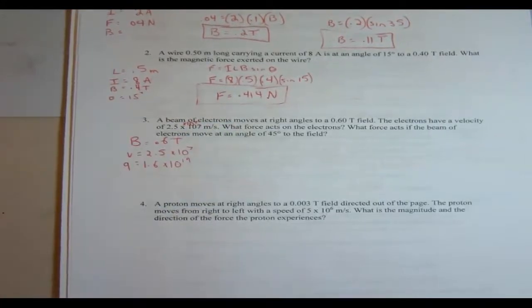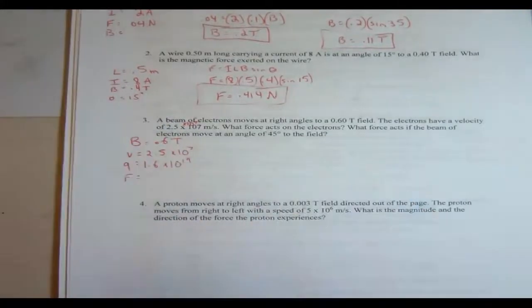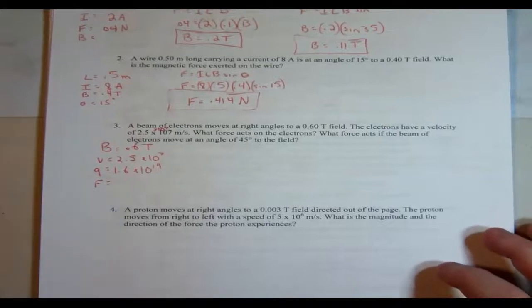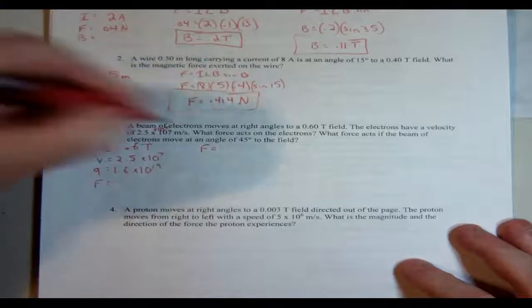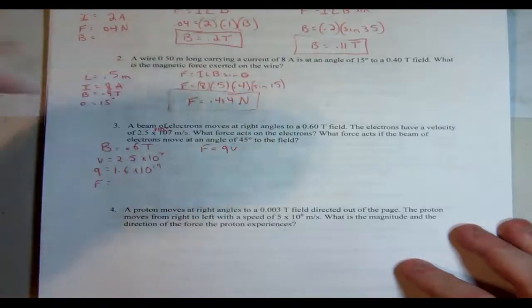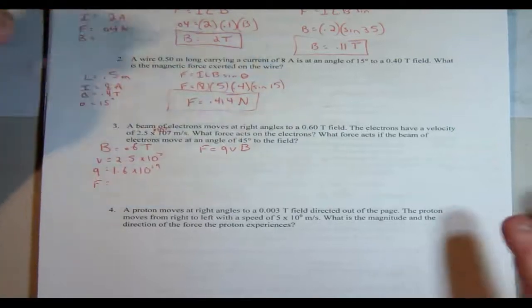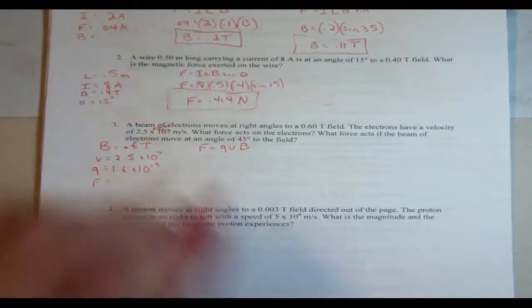Awesome. So now that we have that, what does it want us to do? What force? So that's F. F equals, we don't know, right? So again, we're going to look for a formula that has all of that stuff. It should be force equals charge times velocity times our field, right? And that's everything that they talked about. So now we plug it in.